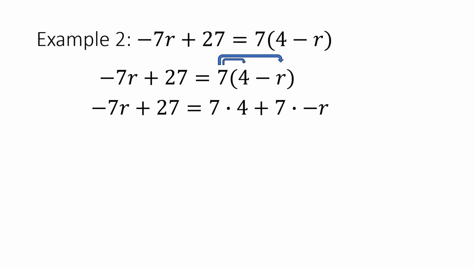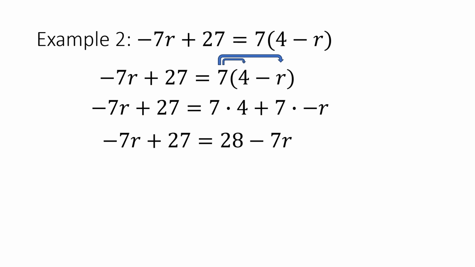I'm going to do the multiplication, the 7 times 4 and the 7 times negative r. And so on the right side of my equation, I'm going to have 28 minus 7r. Again, to solve this equation, I'm going to move my variable, and I'm going to start with the left side of my equation, and I'm going to move the negative 7r.